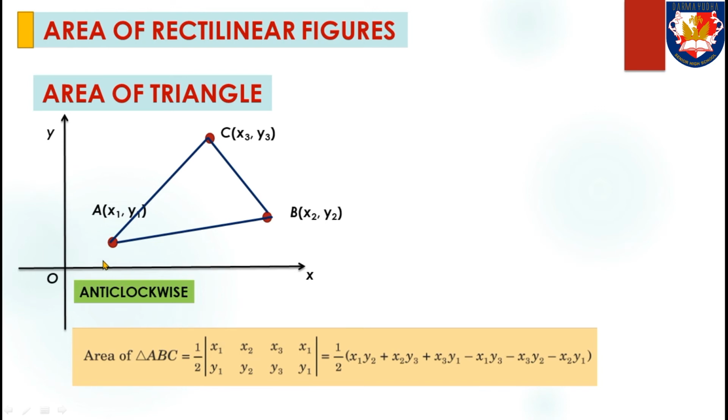Because we start from point A (x1, y1), and then we go anti-clockwise to point B (x2, y2), and go anti-clockwise once again to point C (x3, y3), and then go back to point A, then it is a closed plane to point (x1, y1). This is the expansion of the formula.